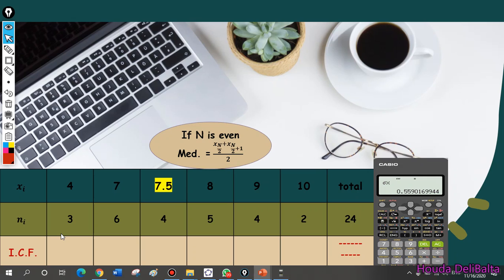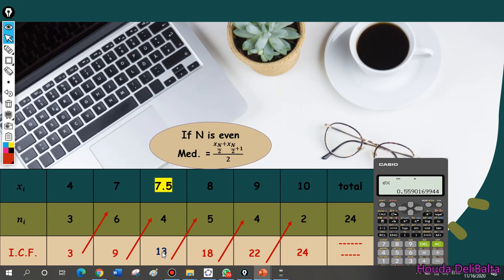So first of all, as we did in the previous parts, we have to complete the ICF table. As we did every time, 3 is here as this, it is the same. Then we add 3 plus 6, it's 9. Then 9 plus 4 is 13. 13 plus 5 is 18, 18 plus 4 is 22, and finally the total is going to correspond to the last, highest value.